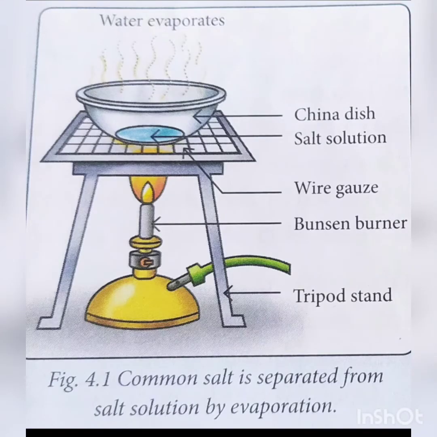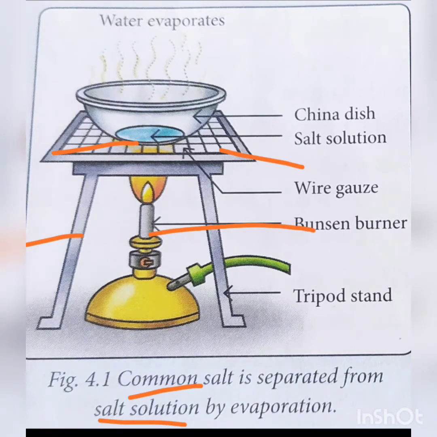We will do an activity to separate the common salt from the salt solution. For this, the materials required are common salt, a china dish, a wire gauze, beaker, tripod stand, and a Bunsen burner. We take some water in a beaker and add common salt in it. Dissolve the salt thoroughly to make the salt solution. Take the salt solution in a china dish, place it on the wire gauze placed on the tripod stand. Light the burner and heat the solution gently.